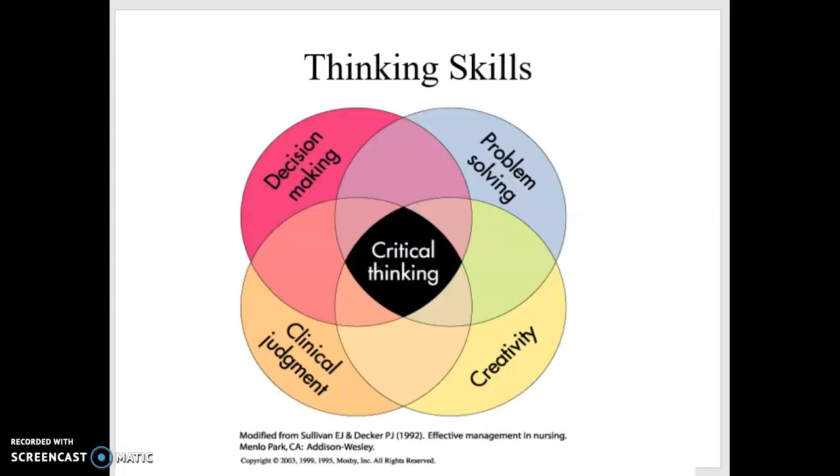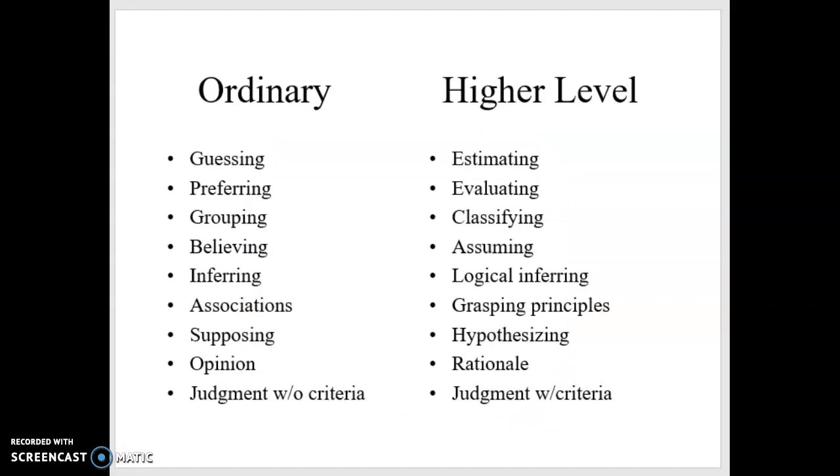How do these fit together? With critical thinking at the center, when we look at being able to use our nursing skills, we have to have decision-making, problem-solving, clinical judgment, and creativity all coming together in order for our patients to have good outcomes. You'll see that there are some ordinary skills that we all have. We make a guess. It's a best guess. We prefer a particular method or a particular way. We group. We believe. Sometimes we believe even in spite of the facts.